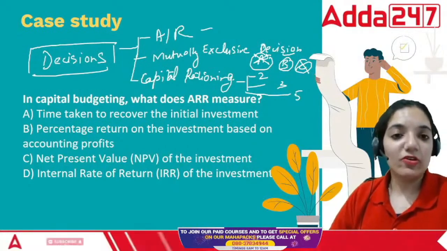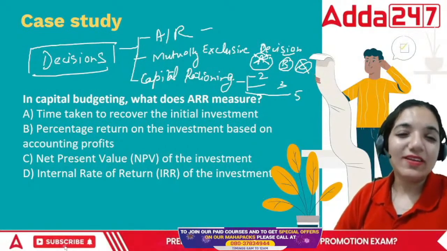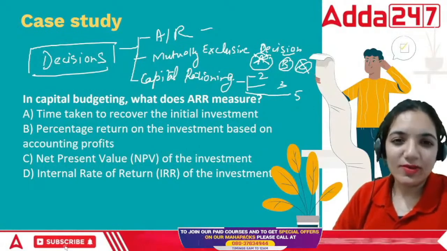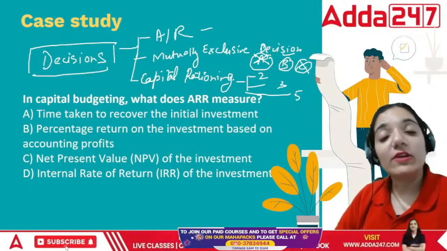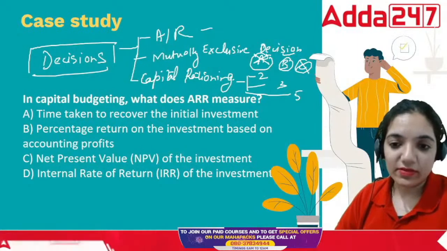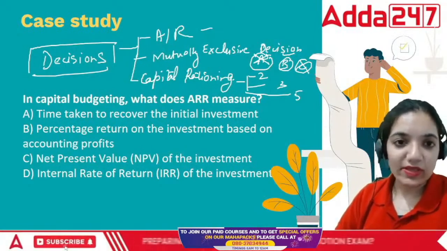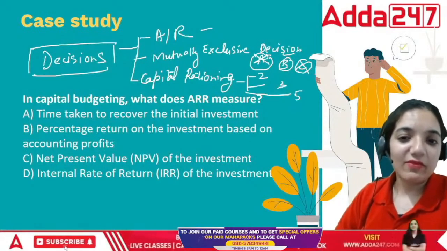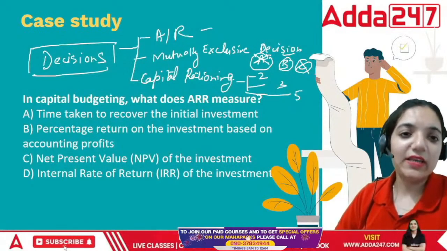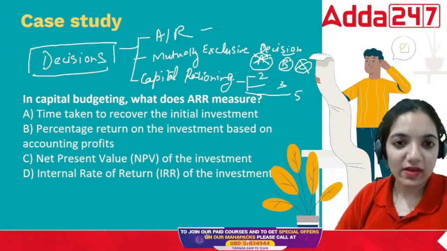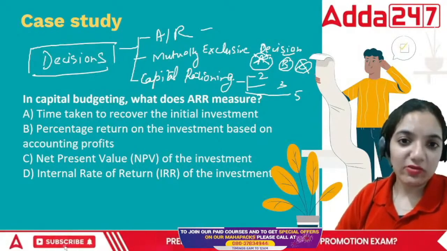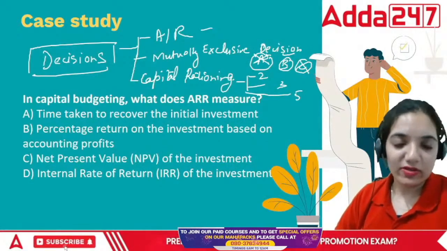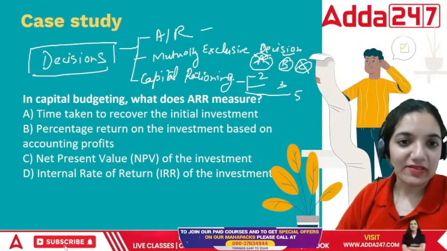Okay, now let's move on to the question. In capital budgeting, what does accounting rate of return measure? What does it measure exactly? Accounting rate of return is a traditional method. Under this method, what we do is find the time taken to recover the initial investment. The time required to recover the initial investment is the payback period as such.